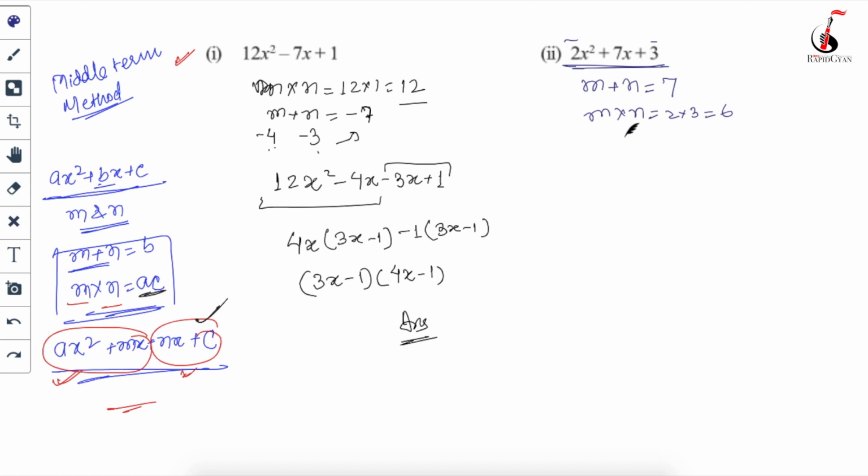So here, beta, simply you can say 6 and 1, since 6 times 1 is 6 and 6 plus 1 is 7. Yes, so I can take m is equal to 6 and n equal to 1. See here, 6 into 1 is equal to 6 and 6 plus 1 is equal to 7.